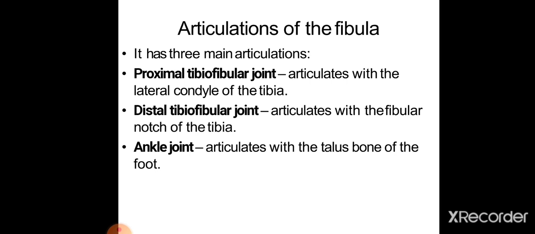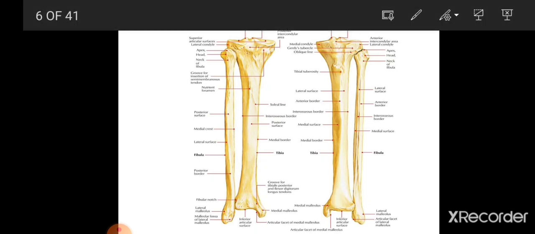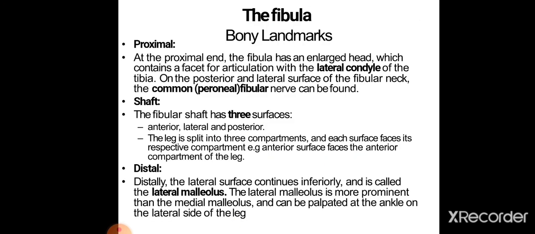Now the articulations of the fibula. It has three main articulations, that is, three main joints formed by this bone. Proximal tibiofibular joint, which articulates with the lateral condyle of tibia at the upper end. Distal tibiofibular joint, which articulates with the fibular notch of the tibia. Then the ankle joint, which articulates with the talus of the foot. So these are the three. Two articulations are shown in this image. The proximal is with the upper end of tibia, and this is the distal with the lower end of tibia.